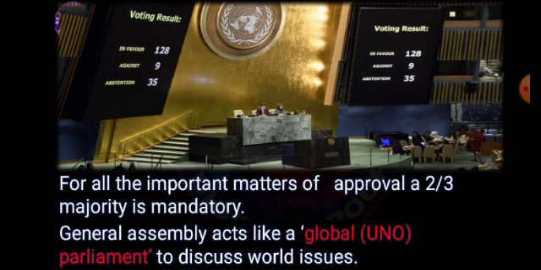And there are six important committees which represent the work or the resolutions of the General Assembly. The first is disarmament and international security, the second is the economic and financial committee, the third is the social, humanitarian and cultural committee, the fourth is the special political and decolonization committee, the fifth is the administrative and budgetary committee, and the sixth is the legal committee, which carry out the draft resolutions prepared by the General Assembly. And as I have told you, the General Assembly acts like the world parliament, or the global parliament, of the United Nations Organization.